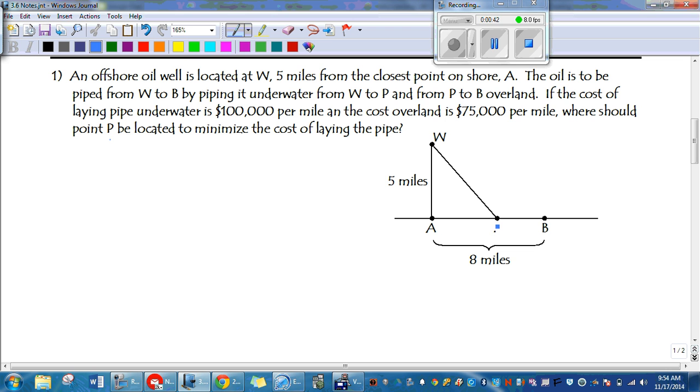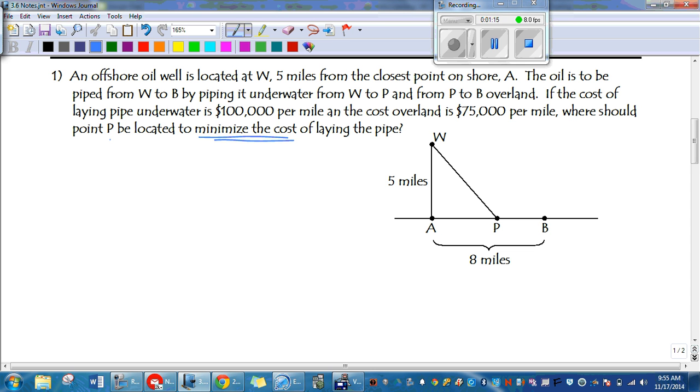So we're trying to figure out where this point should go. We kind of have some leeway. We could go straight to A and then go above land all the way to B. Or we can go underwater the whole way, but we're trying to find the most cost-effective approach, which is probably somewhere in between. So we want to figure out where this should be to be the cheapest. We're trying to minimize the cost.